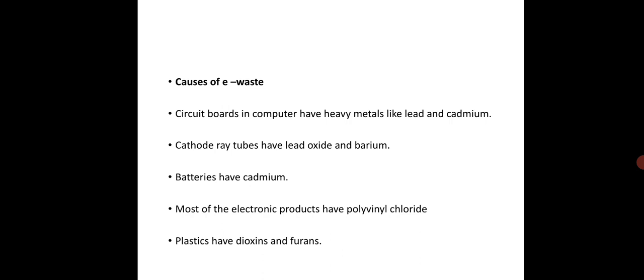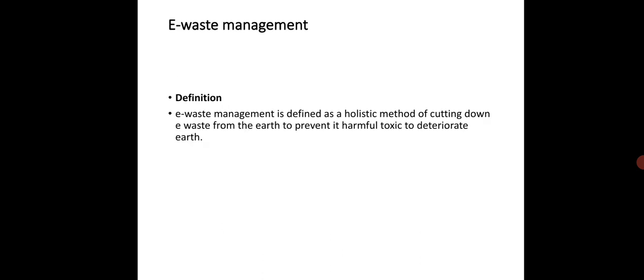Similarly, cathode ray tubes are made of lead oxide and barium. Batteries contain cadmium. Most electronic products are made of polyvinyl chlorides. During burning, these types of plastics may produce dioxin and furan, very harmful gases which are responsible for carcinogenic activity. Next, we look at the steps we have to take in order to minimize e-waste. E-waste management is a holistic method of cutting down e-waste to prevent its harmful toxins from deteriorating the earth.